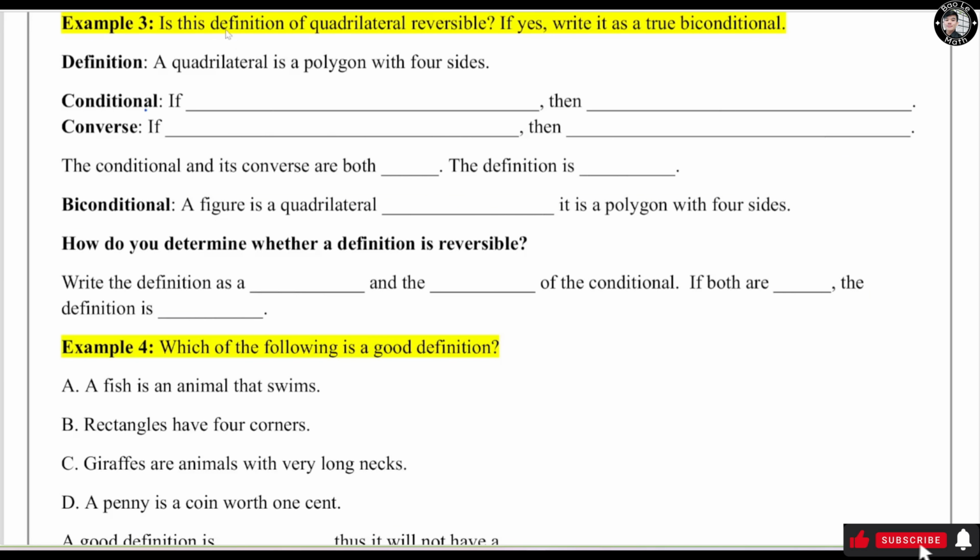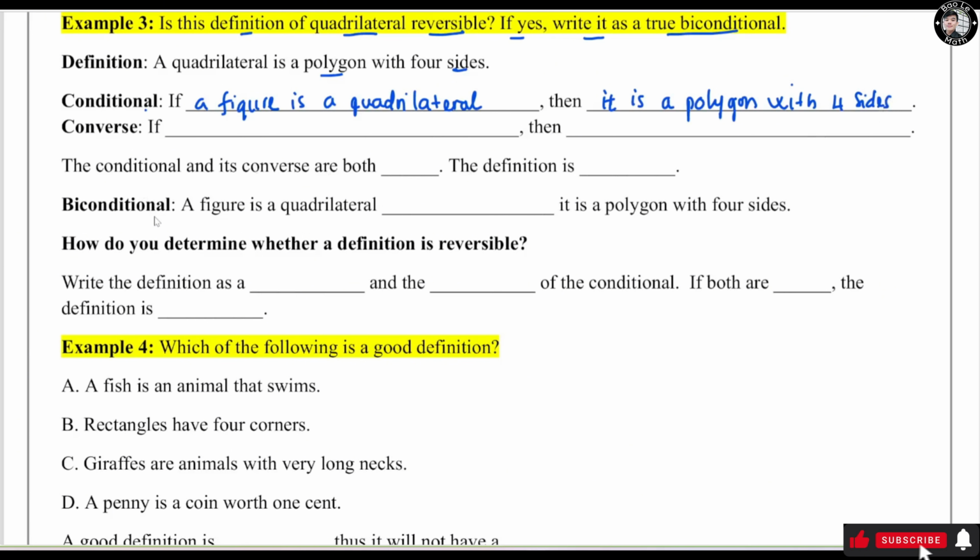Example number 3. Is this definition of a quadrilateral reversible? If yes, write it as a true biconditional. The definition: a quadrilateral is a polygon with four sides. We need to check if this definition is reversible, right? In order to do that, we write the conditional first. If a figure is a quadrilateral, then it is a polygon with four sides.